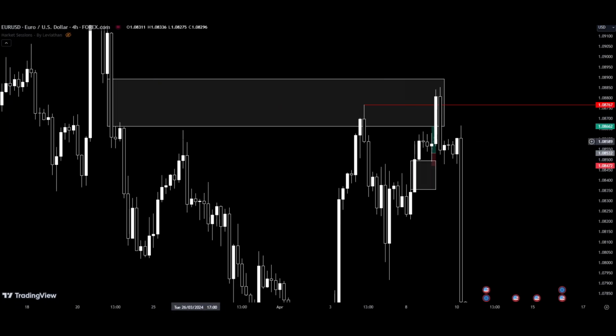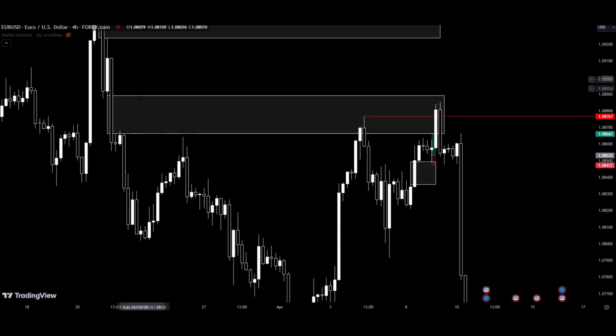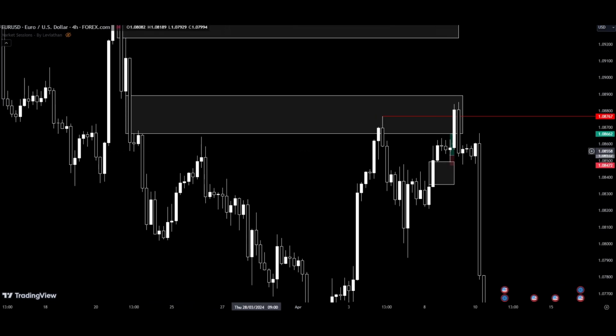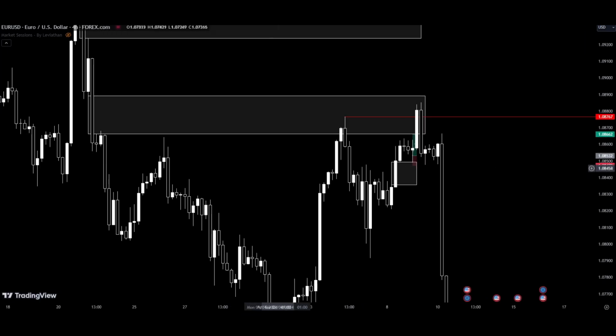Some people call this a turtle soup. I like to call it institutional order flow entry drill, and that's my personal choice because it's just easier to understand. It makes more sense than a stupid turtle soup. But regardless, you can literally call it whatever you want.